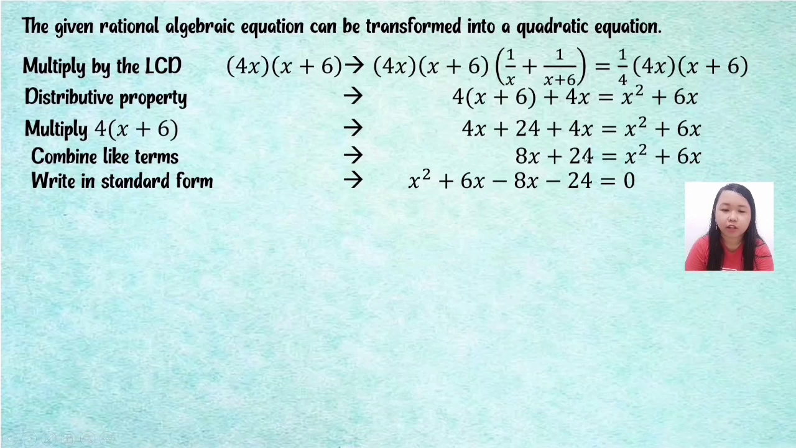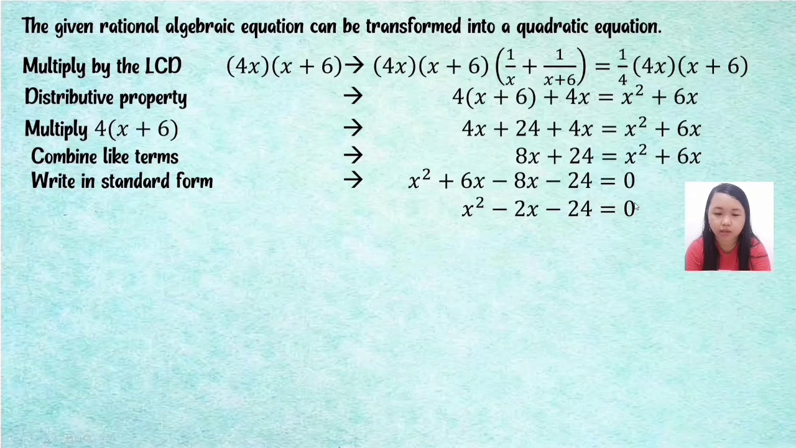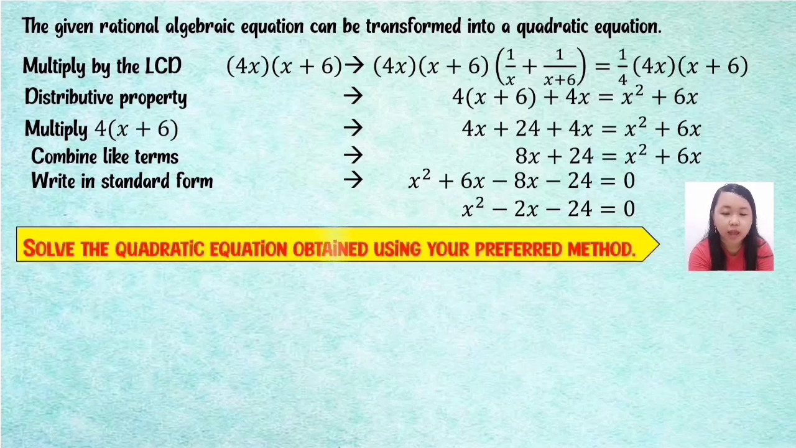Write it in standard form. So all you have to do is to transpose 8x plus 24. So it will become x squared plus 6x minus 8x minus 24 equals 0. And then combine 6x minus 8x: x squared minus 2x minus 24 equals 0. After writing it in standard form, or in the form ax squared plus bx plus c is equal to 0, we could now solve the value of x.